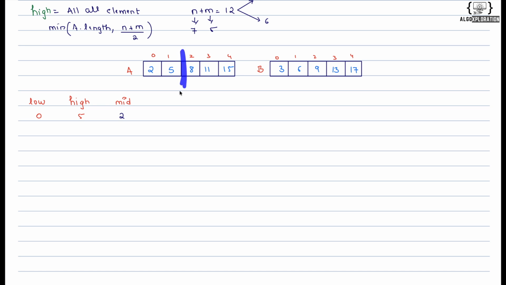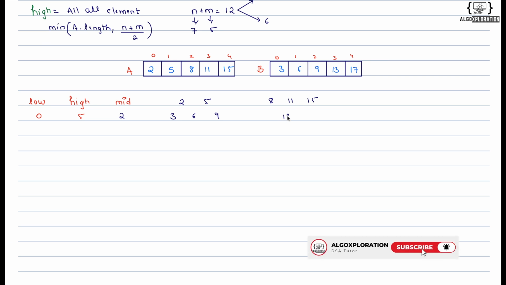So we are actually creating the partition. Now, when we create a partition like this, 2 elements from array A and 3 elements from array B. Here it will be 8, 11, 15, and from array B it will be 13 and 17. Now we can see that this is not the right partition, right? Because 9 is turning out to be greater than 8, right? So here we can see that L2 is greater than R1.